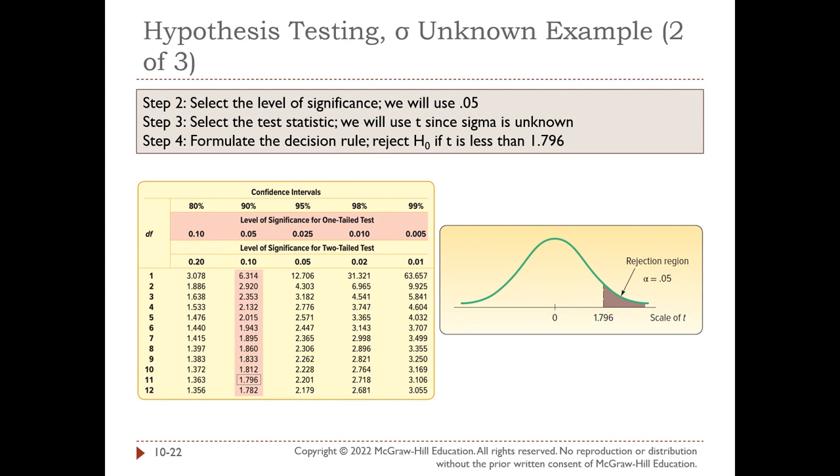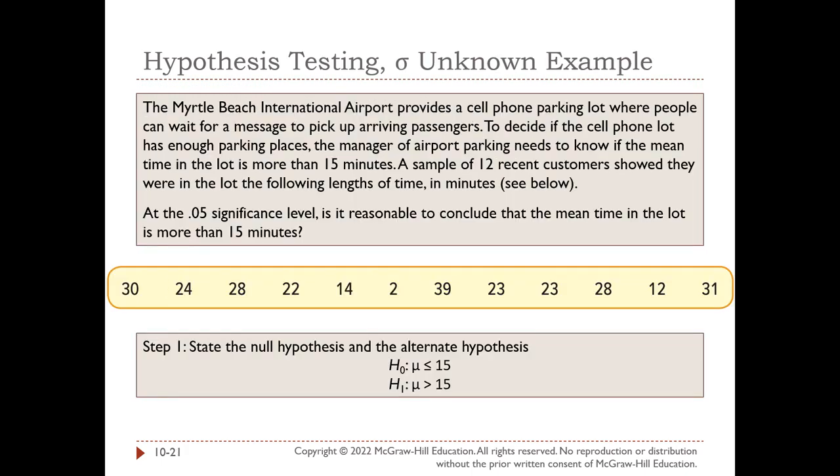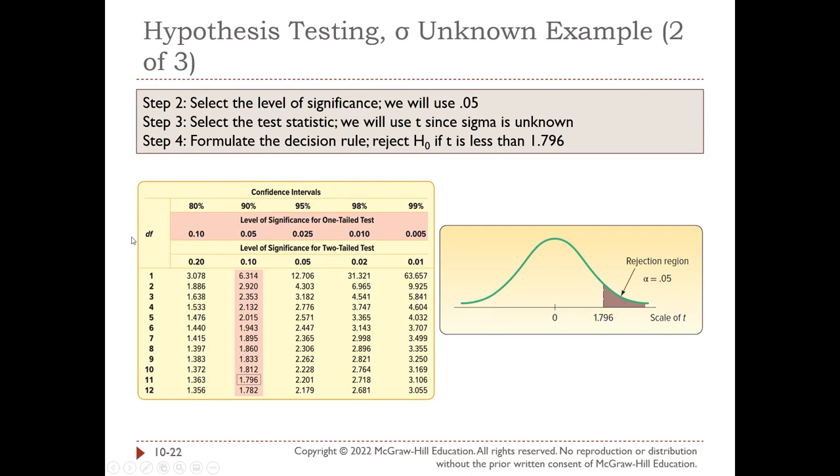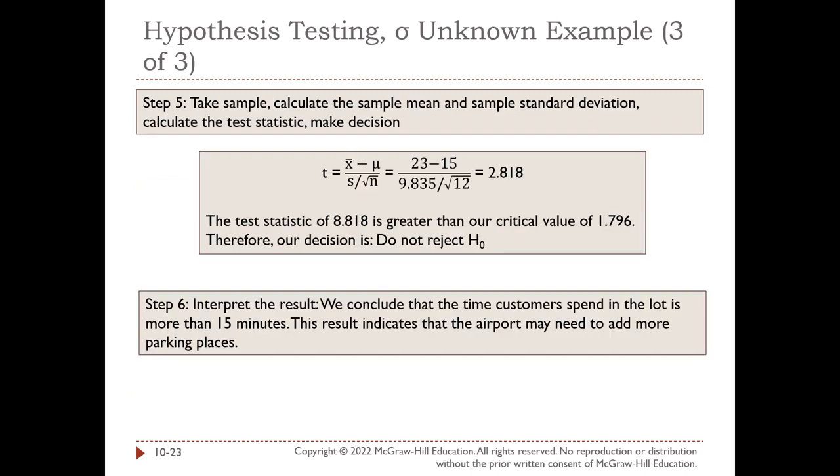Now we're going to try and select the test statistic. Since we're using the t test, since sigma, which is standard deviation, is unknown, we need to take the number that we have, which is 12 recent customers, minus 1 to get to 11. Again, degrees of freedom. It's always our sample size minus 1. So since it's at 11, it'll tell us that the t value is going to be 1.796. Okay, so once we make our calculation, we'll be able to figure out, is it really more or is it less? Does it fit in the rejection region, that one tail? All right, so let's go ahead and do it.